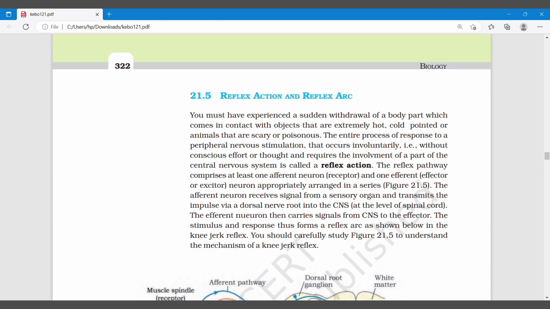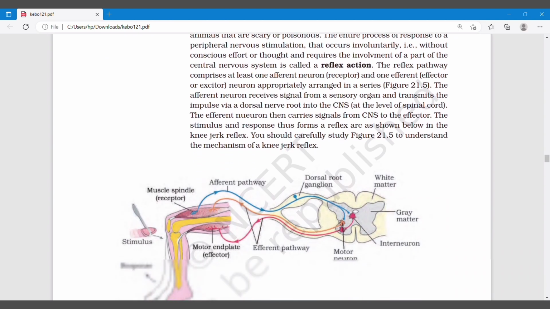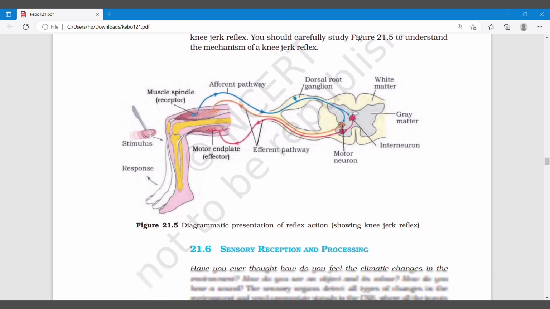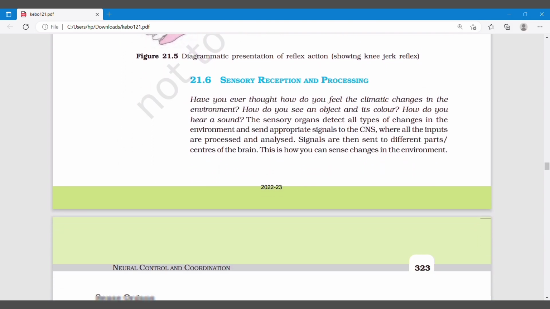You should carefully study figure 21.5 to understand the mechanism of the knee-jerk reflex. And here is a diagrammatic representation of reflex action. So the knee-jerk reflex is given. So read carefully. And the next topic is 21.6, that is sensory reception and processing.